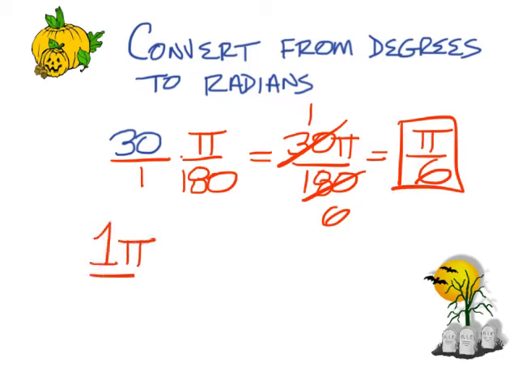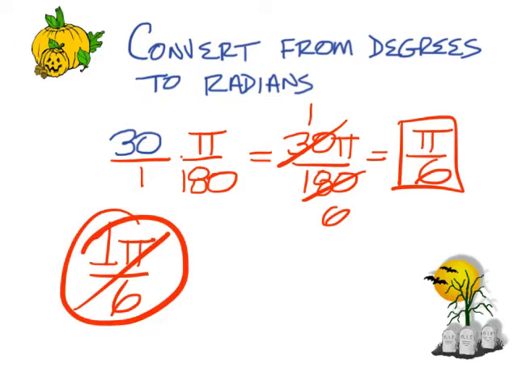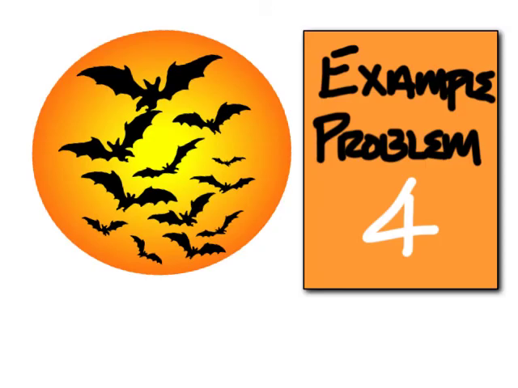Notice that I did not write 1 pi over 6. That is wrong. We don't write anything with a 1 beside it that's a variable or pi or any other symbol. Pi over 6 is the answer.